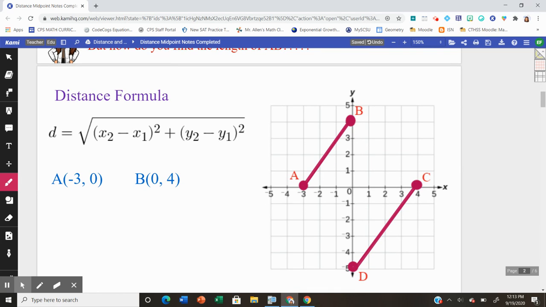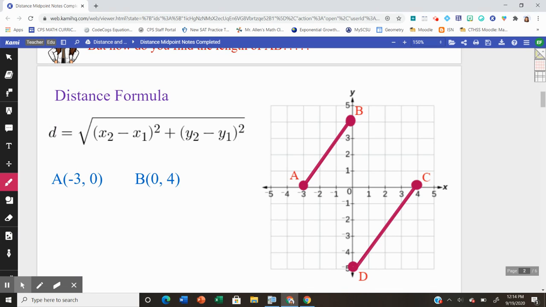And it's generally the same concept as the absolute value of the difference. It just looks slightly different. So say we take the same segments, same points that we had before. A is still at (-3, 0), B is still at (0, 4). And we would use the distance formula, which is written out here. It looks funky, I know. I'll explain it in one second.